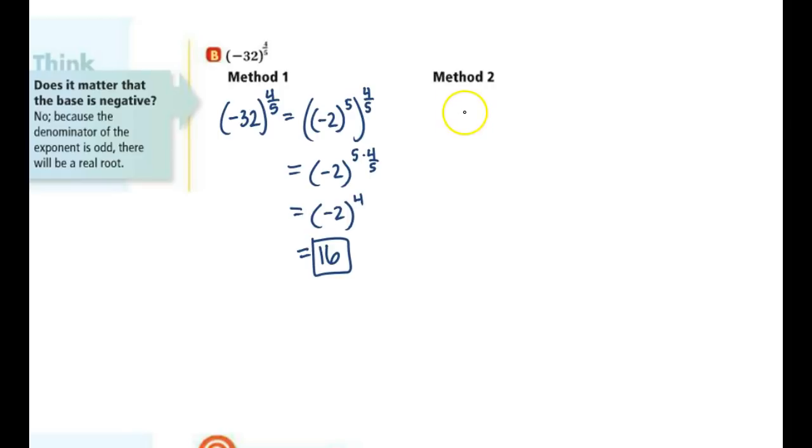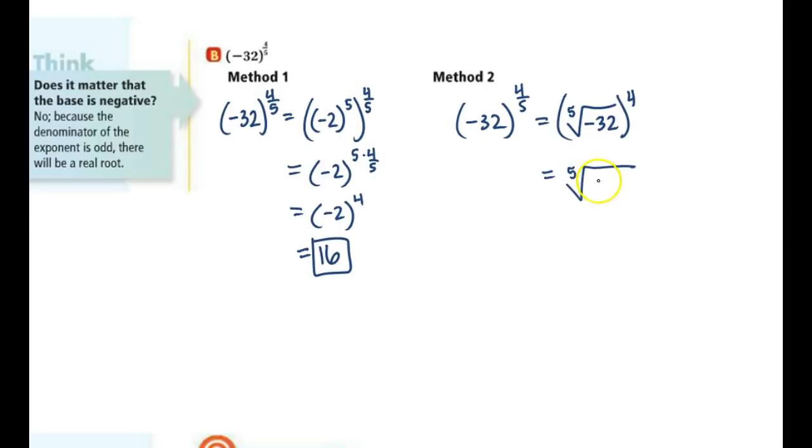Now in method 2, I'm going to change this rational exponent to a radical. So I'm going to rewrite this as the 5th root of negative 32 and raise that to the 4th power. Remember, the bottom of the fraction is the index and the top of the fraction is the exponent outside. So I'm going to rewrite this as negative 2 to the 5th power, similarly to method 1. We're still raising it to the 4th power. When we take the same root as the exponent, remember those cancel out, so we just get the number underneath. So we get negative 2, and we're raising it to the 4th power, and we get positive 16 again.